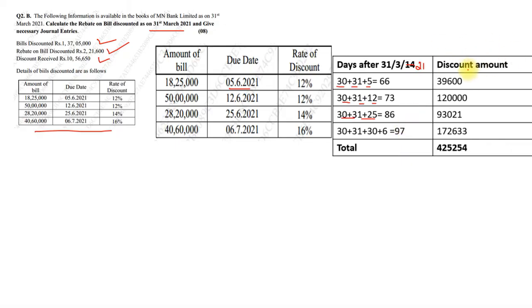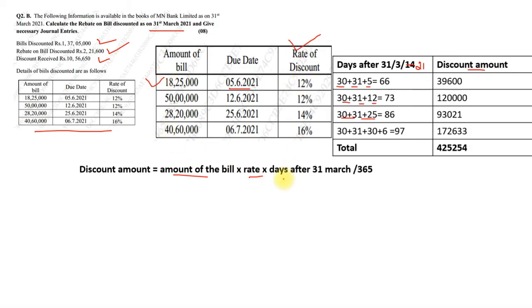Now in order to find the discount amount, the formula we'll apply is amount of the bill, the first column, into the rate, the third column, into the days after 31st March, the next column, divided by 365. We should get the amounts as 39,600, 1,20,000, 93,000, 1,72,633. The total value comes to 4,25,254.